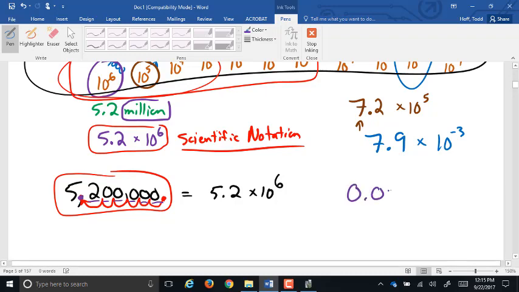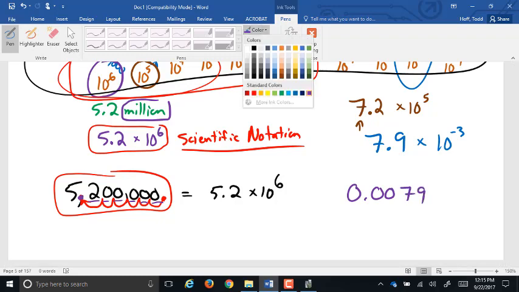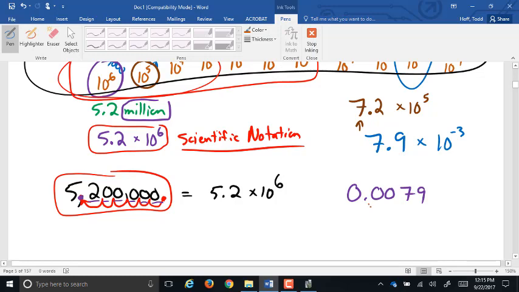So like the 0.0079, same thing. Count 1, 2, 3. We want the decimal point to end up there. So 7.9 times 10 to the third. This was a small number, so it has to be negative. It's in the negative power of 10 place values.